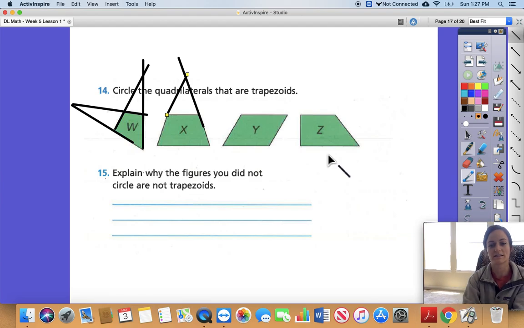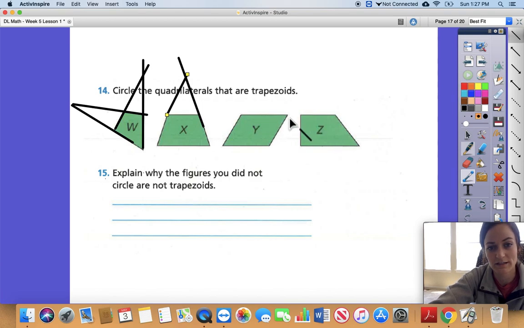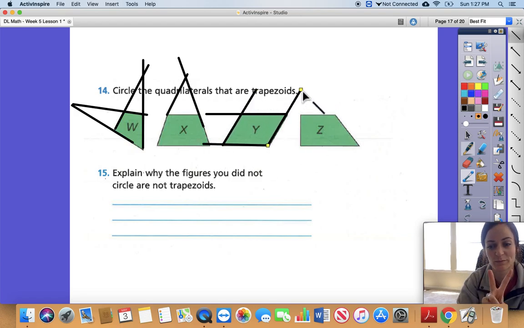Let's look at Y. Is this a trapezoid? No, Y is not a trapezoid because if you look, these are parallel, and these are parallel. That means it has two sets of parallel sides. So what is Y? It's a parallelogram because it has two sets, and we're looking for ones that only have one set. That's what makes it a trapezoid.